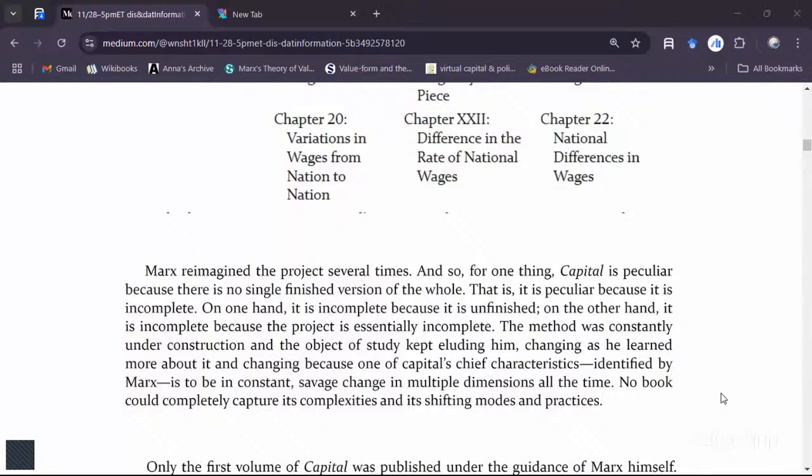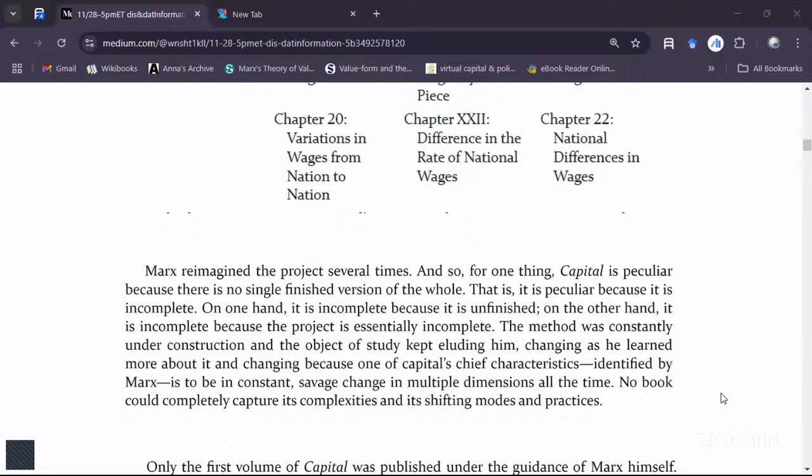So anyway, Marx reimagined the project several times. That is Capital, and so for one thing, Capital is peculiar because there's no single finished version of the whole. That is, it's peculiar because it's incomplete. On one hand, it's incomplete because it's unfinished. On the other hand, it is incomplete because the project is essentially incomplete. That is, it's going to be forever incomplete.